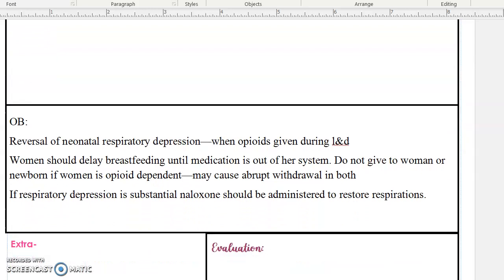Women should delay breastfeeding until the medication is out of her system. Do not give to a woman or newborn if the woman is opioid dependent because of abrupt withdrawal in both. Of course, if they are in respiratory depression or it looks like they're not going to be able to breathe on their own from the opioid drug, then naloxone should be administered to restore respirations.